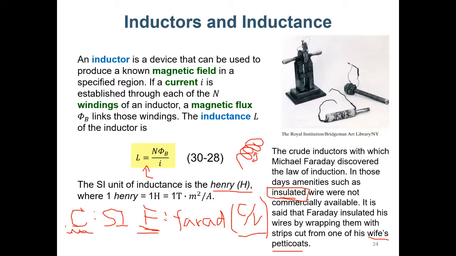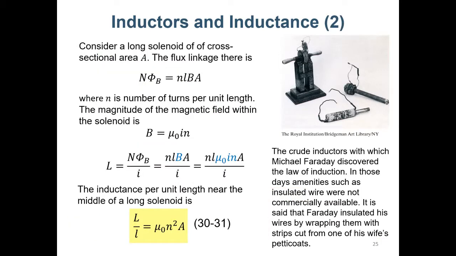Actually, we have this definition for the inductor. What we are concerned with is the magnetic flux, and capital N is separated into small n times l. Small n is the number of turns per unit length, and l is the length of the inductor, and phi B is nothing but B times A. And in chapter 29, we know that for a solenoid, the magnetic field is mu0 times I n. So we substitute B in here, and we get N l mu0 I n A over I is the inductance.